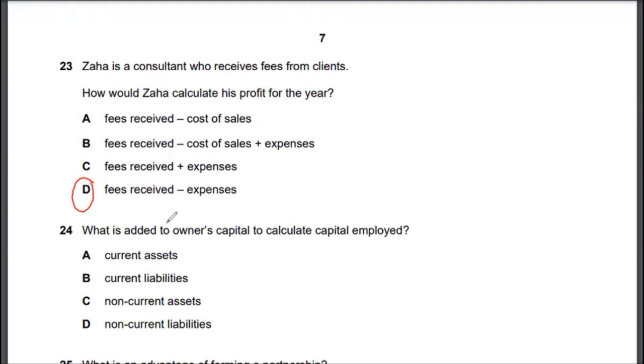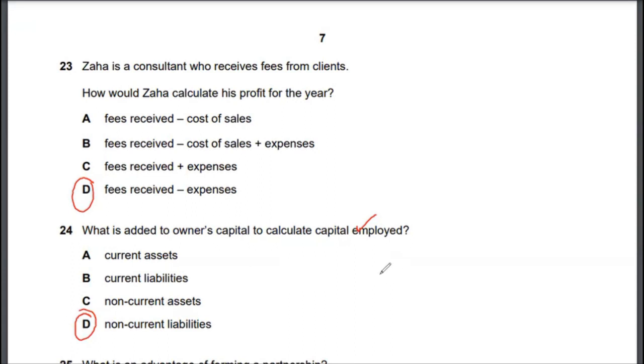Let's read multiple choice 24. What is added to owner's capital to calculate capital employed? So something that is added to the capital, most of the time, almost always, is non-current liabilities, and the correct answer to multiple choice 24 would be option D, that is non-current liability.